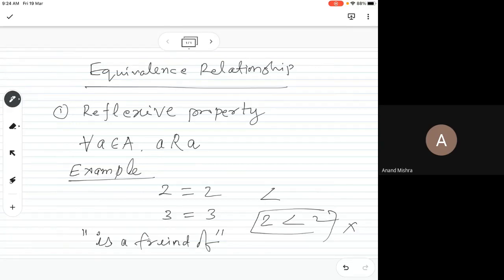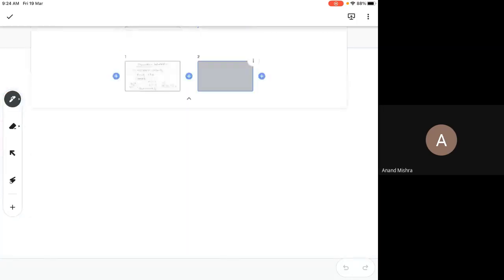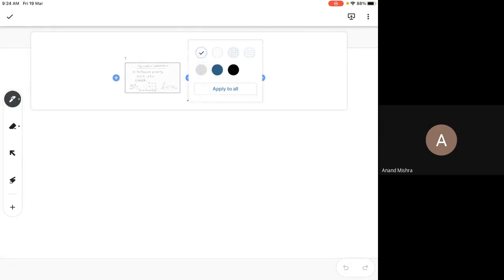Maybe let's take one more example. For example, A is a subset of A, right? The subset relationship is also reflexive. You can think of many other examples.